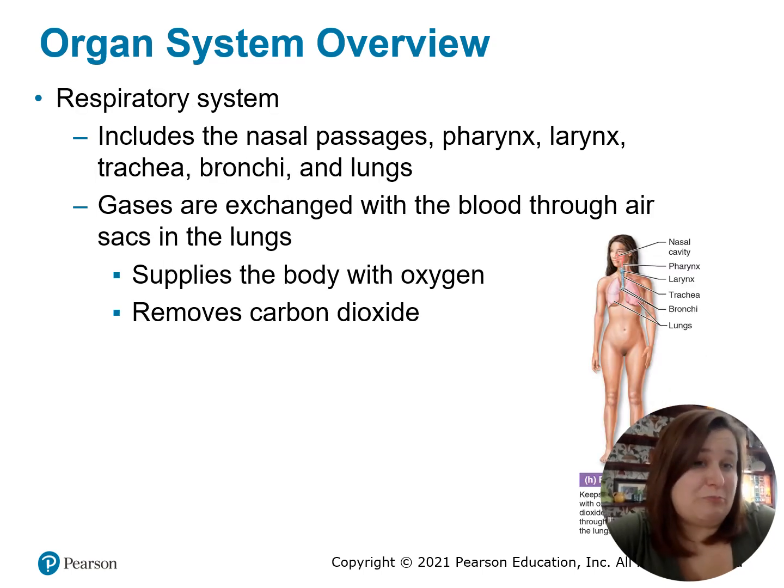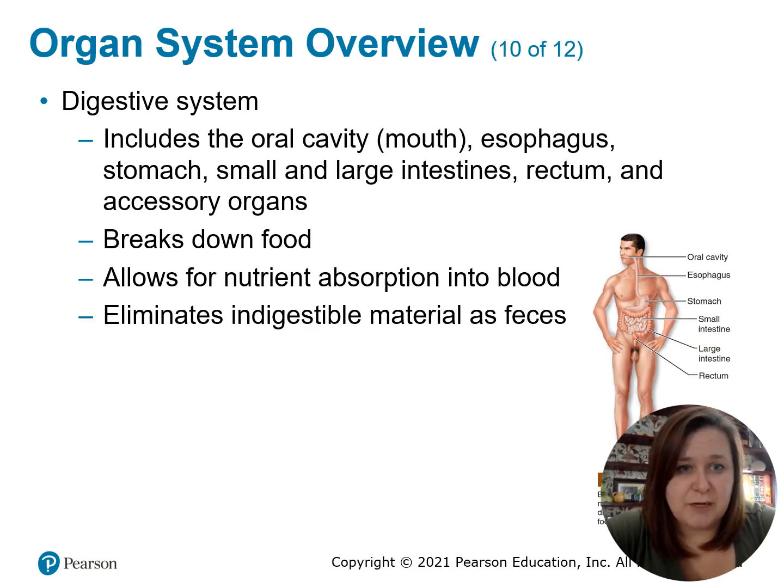In about a month and a half, we'll start talking about the respiratory system. That's going to include the nasal passages, the larynx, the trachea, the bronchi, and the lungs. Gases are going to be exchanged with the blood through the air sacs in the lungs. This is vitally important because we have to have that oxygen to make all of our tissues function. And then it is also going to remove the carbon dioxide from our body.